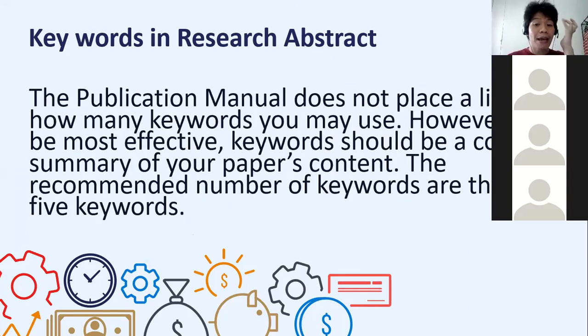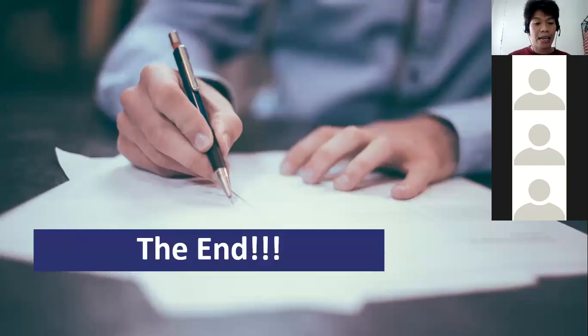Okay, the publication manual doesn't place a limit on how many keywords you may use. However, to be most effective, keywords should be a concise summary of your paper's content. The recommended number of keywords is 3 to 5. So for your research abstract, 3 to 5 keywords. You need to think of the very words that you can relate to your research. And that's the end of my discussion.